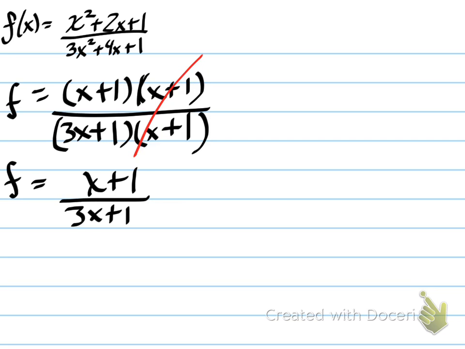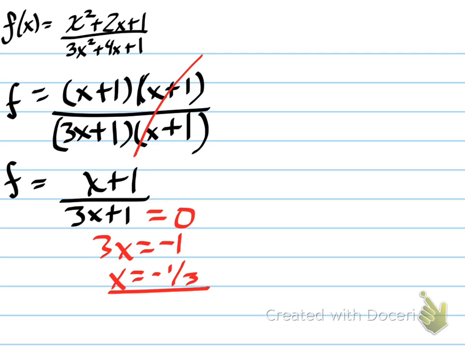And now we ask ourselves the question, well, what can I not divide by? Or what can I not plug in here? Or what causes me to divide by 0? Which means set the bottom equal to 0 and solve. So it would be 3x equals -1, which would be x equals -1/3. That's our candidate for a vertical asymptote. That's our c value that we're going to take the limit at.